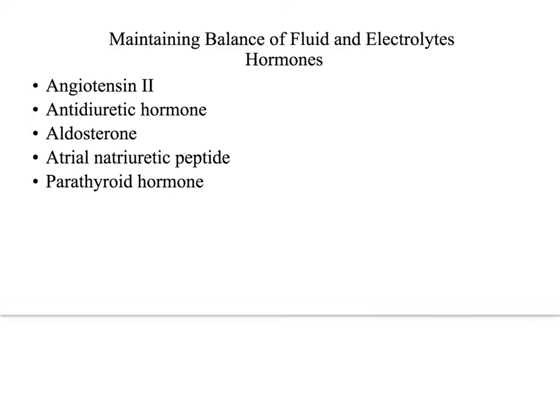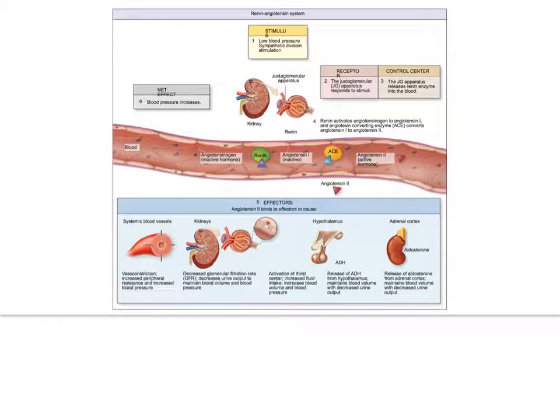Okay, so we're going to talk about hormones. So we have angiotensin again, antidiuretic hormone, aldosterone, atrial natriuretic peptide, and we're actually not going to talk about parathyroid hormone, so we're not going to worry about that. All right, so here's renin angiotensin again, and this is the picture from the book.